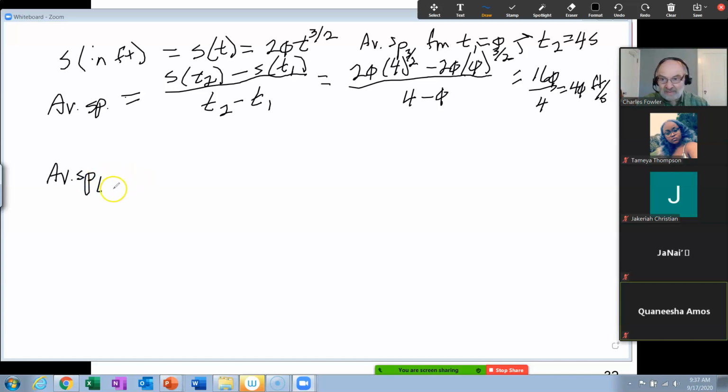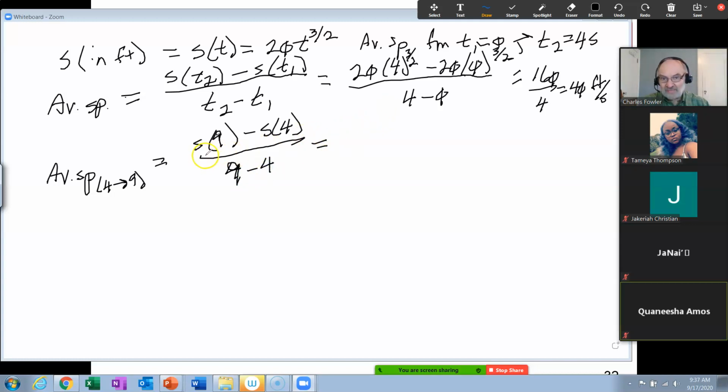This will be between 4 and 9 seconds. So that'll be S of, this is the B part, where T1 is 4 and T2 is 9. So this will be S of 9 seconds minus S of 4 seconds. They were very nice to you, and then you do 9 minus 4. Okay?